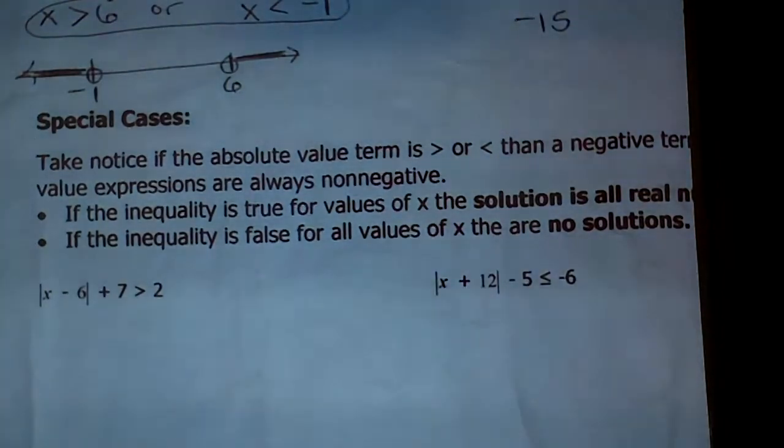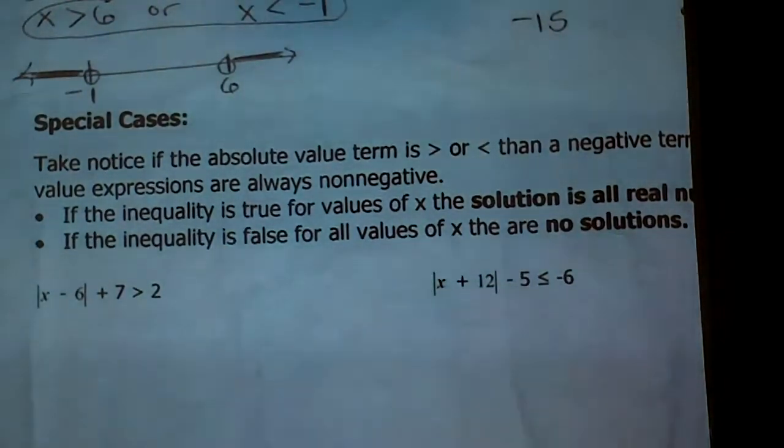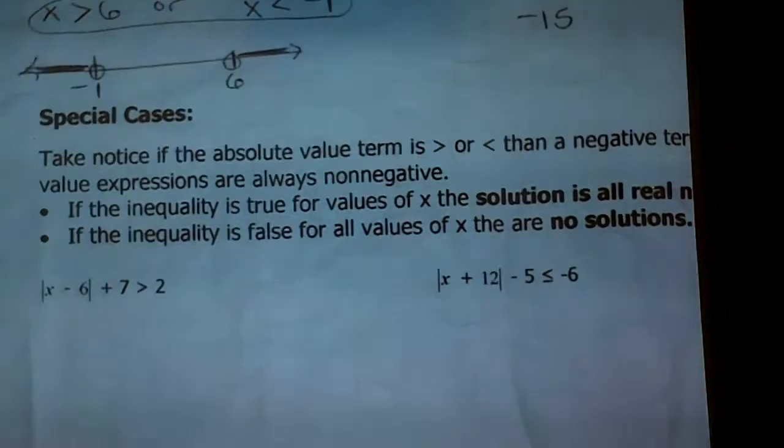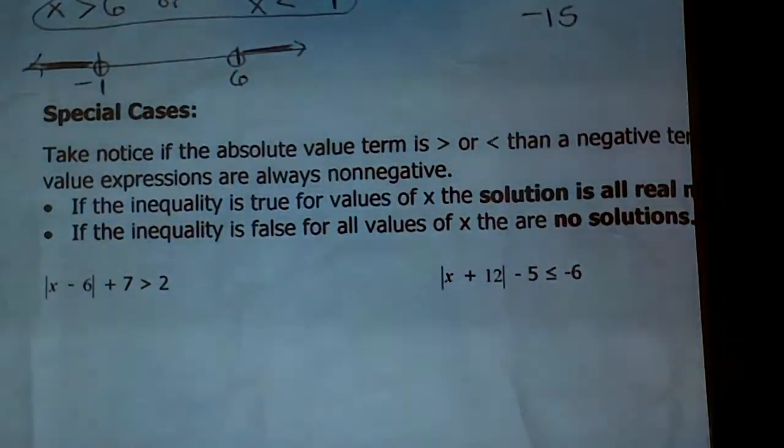So if before you go to divide it into those two expressions, you see that you have an absolute value statement equal to a negative, there are two different things that could happen. If the inequality is true for the values of x, the solution would be all real numbers. If the inequality is false for the values of x, then there are no solutions.